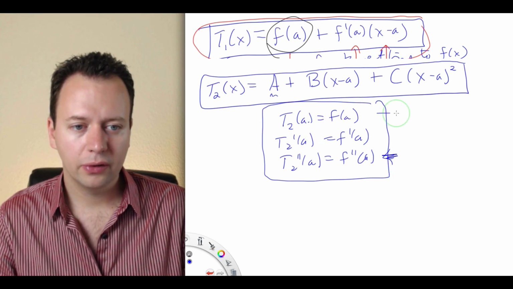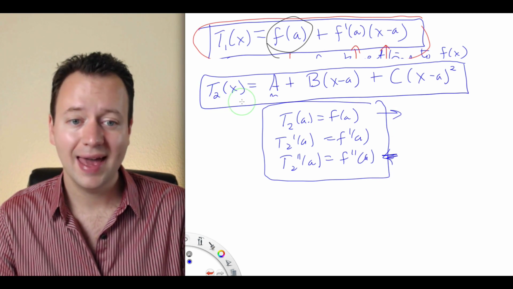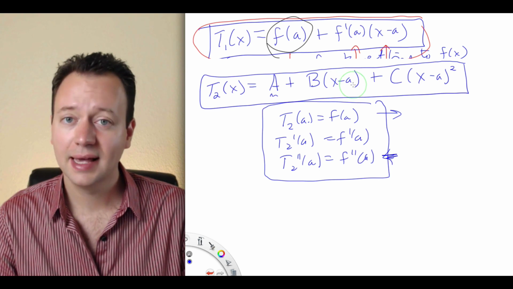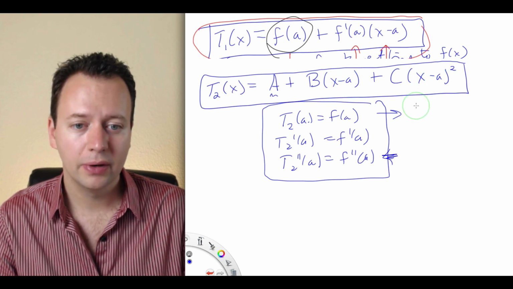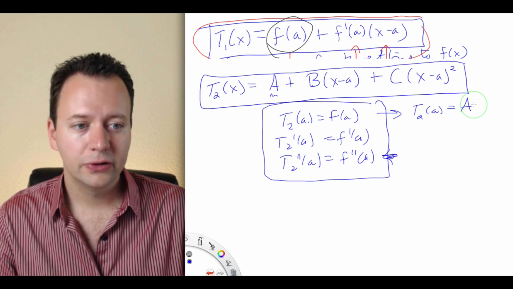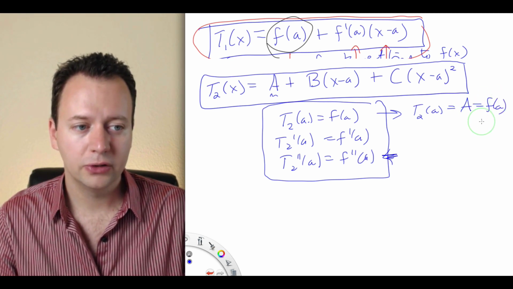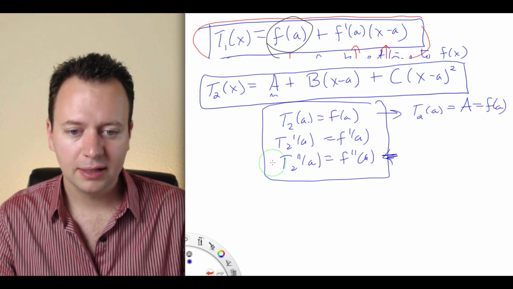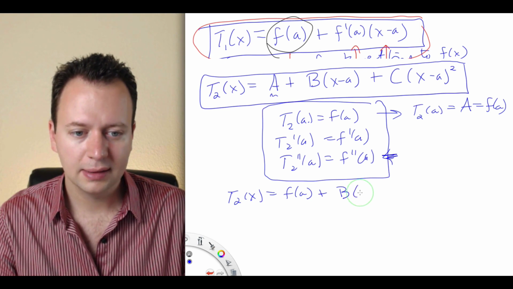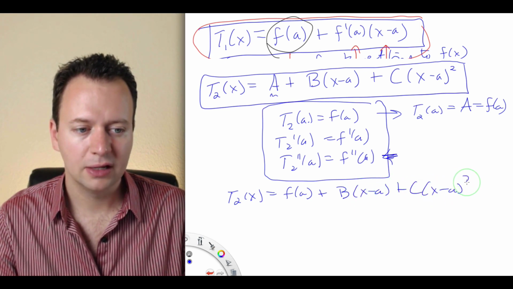So first one, T2 of A: if I plug in little a for x, a minus a is 0, so T2 at A is just equal to capital A. Therefore capital A should just equal little f of A. So let's rewrite T2 of x as f of A plus b times x minus a plus c times x minus a squared.